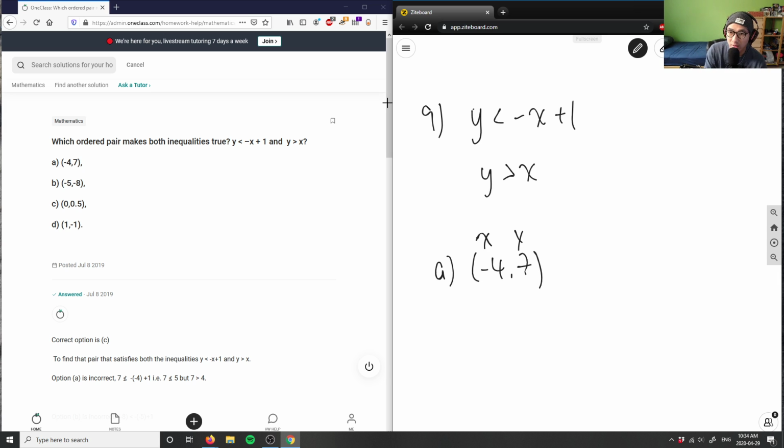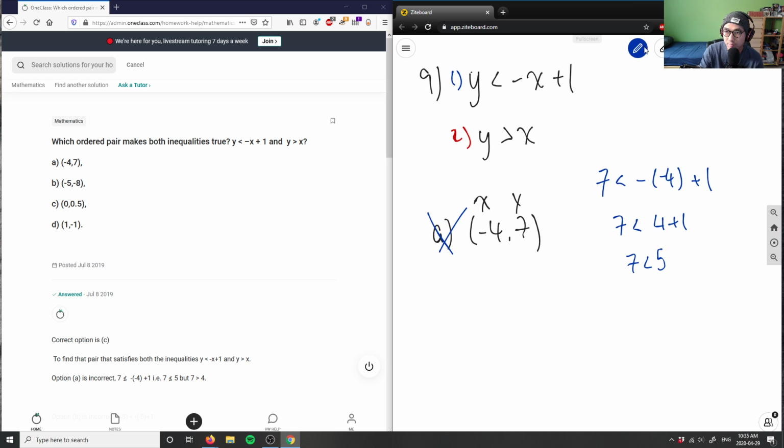So let's look at the first term here, the first inequality. The y value for A is 7, and it has to be less than -(-4) plus 1. So 7 is less than 4 plus 1, so 7 is less than 5. And this solution will not be correct, right? Option A is incorrect because 7 is not less than 5. So A is the wrong answer.